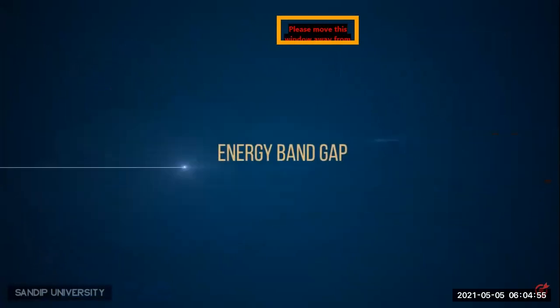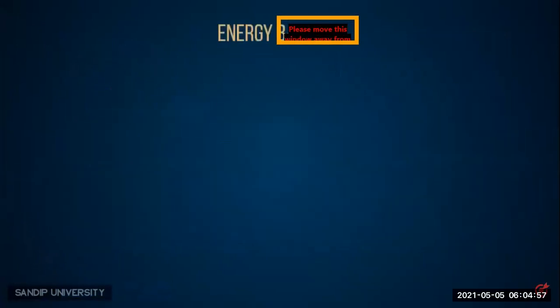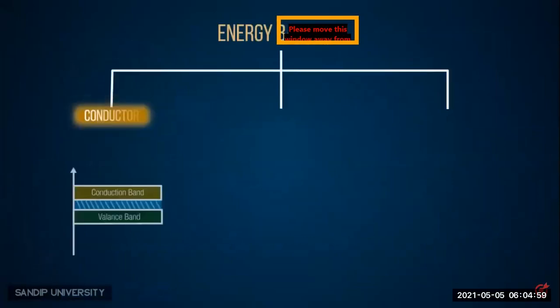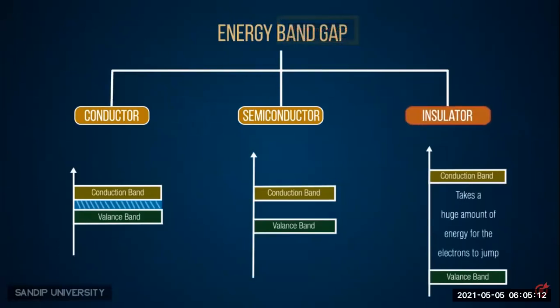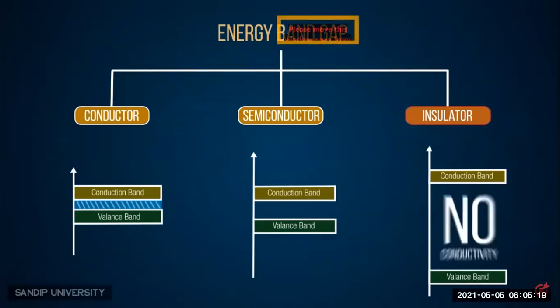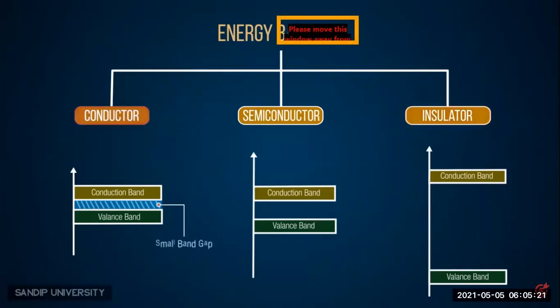Energy band gap. Take a look at the energy band gap. The band gap indicates whether the substance is a conductor, semiconductor, or an insulator. A very large band gap like this purely indicates that the substance is an insulator. It is because it takes a huge amount of energy for the electrons to jump from the valence band to the conduction band. Hence, there will be no conductivity. When there is no gap or a small band gap like this, then it's an indication that the substance is a conductor.